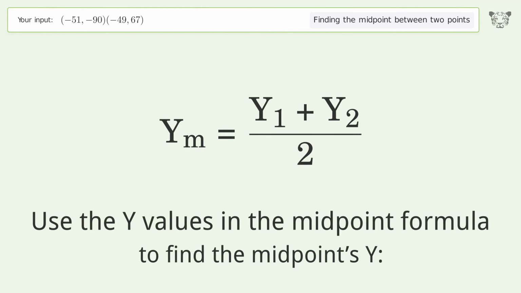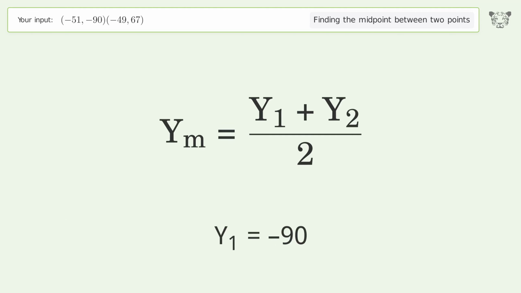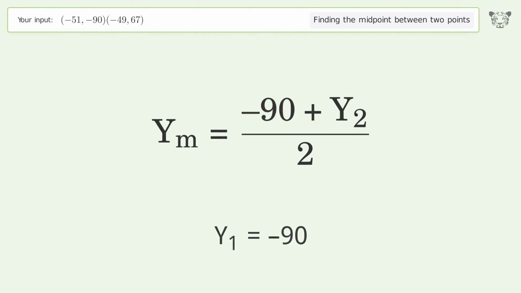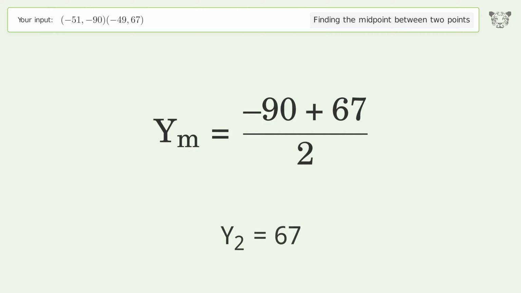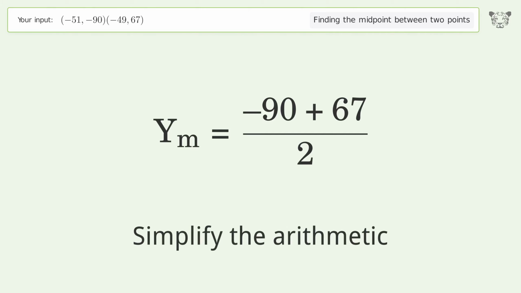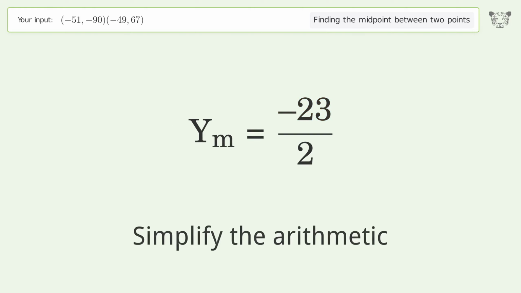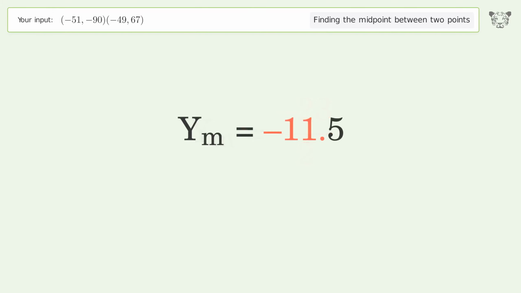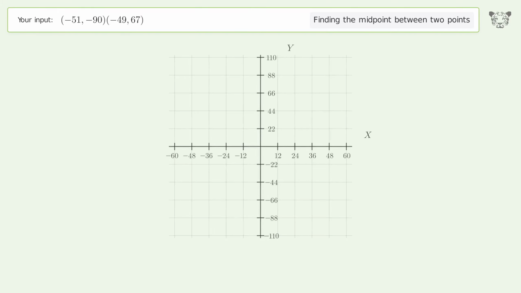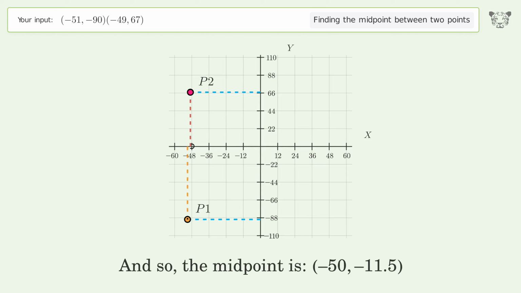Use the y values in the midpoint formula to find the midpoints y. y1 equals -90. y2 equals 67. Simplify the arithmetic. And so, the midpoint is -50, -11.5.